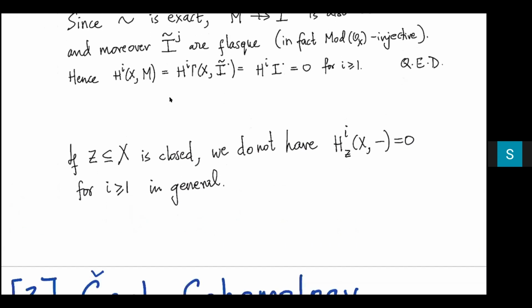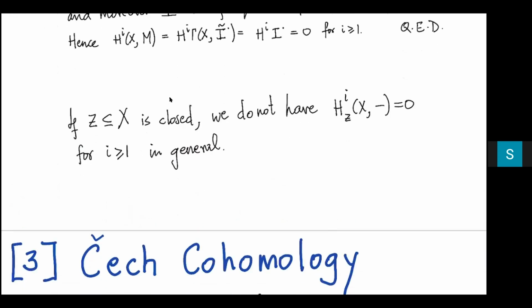Also, this is a small technical point, but keep in mind that this was only true for the global sections functor. If you take the supports functor, it's no longer true. The supports functor you can think of as a composition of two functors: one is the global sections functor, and one is the sheaf Gamma_Z functor. And somehow the sheaf Gamma_Z functor no longer has this property that H^i is 0 for i greater than or equal to 1.